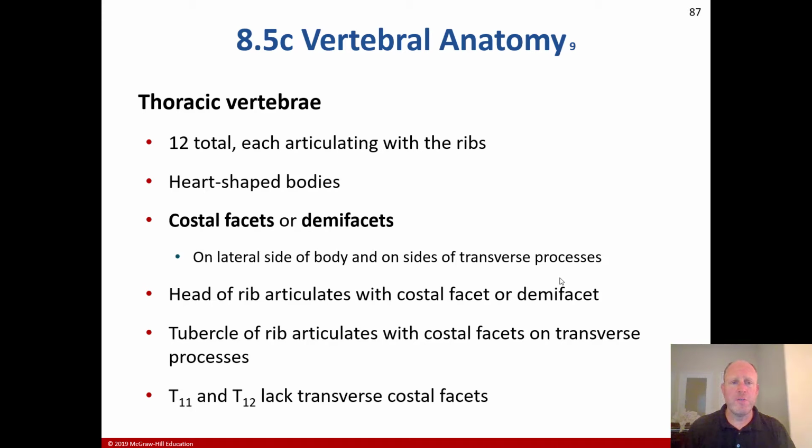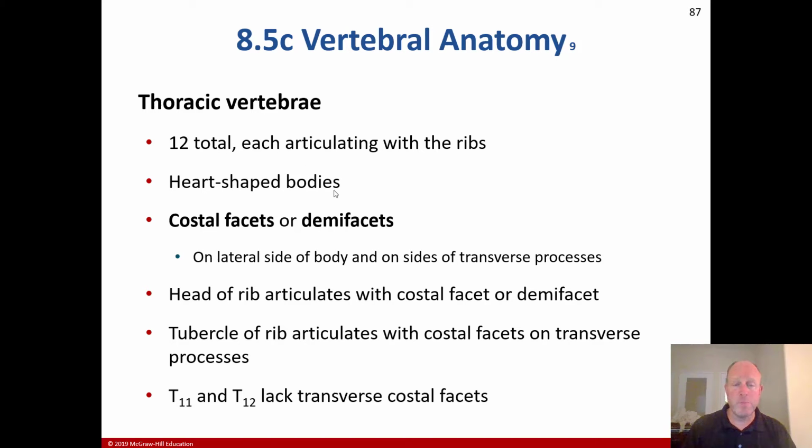All right, we left off in section 5C, having finished talking about the cervical spine for the vertebral anatomy for the axial and appendicular skeleton for chapter 8. And now we're talking about thoracic vertebrae. There are 12 total thoracic vertebrae, each articulating with the ribs. And they have heart-shaped bodies, is one description for them.